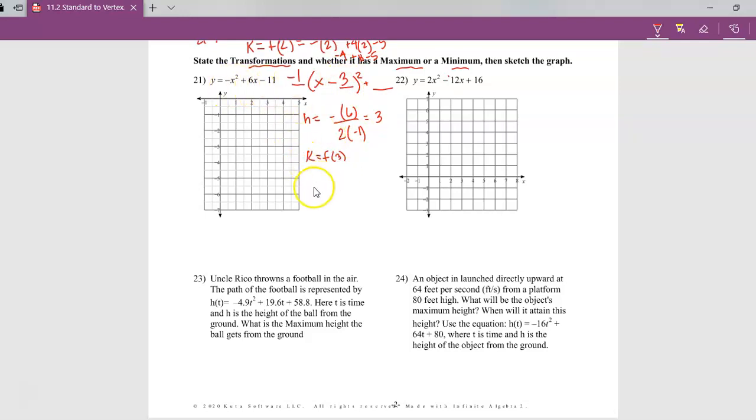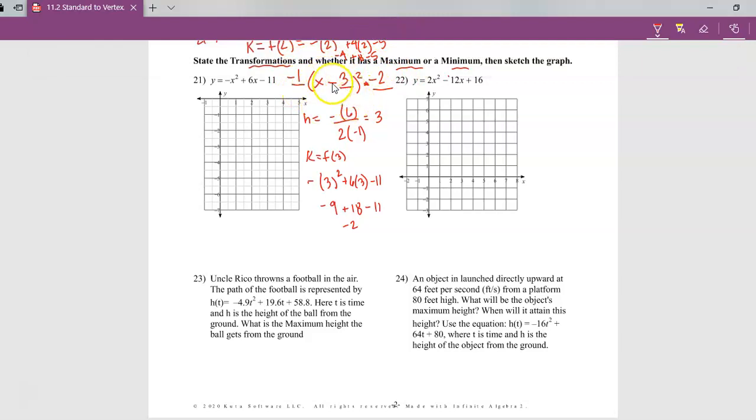So take our function here, -3 squared plus 6 times 3 minus 11. So this would give me -9 plus 18 minus 11. So that's -20 plus 18, which is -2. So this would become -2 out here. Okay, and plus a minus, that's just going to give us minus. So here's my function in vertex form.